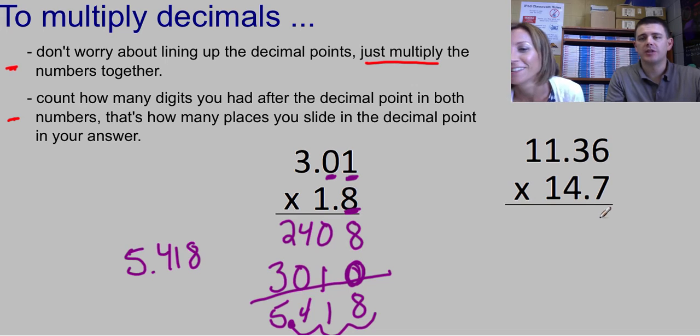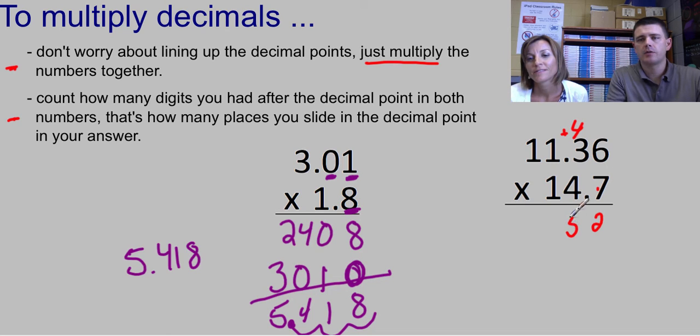All right, I got the big one. 11.36 times 14.7. So we're going to have to do 3 rows of multiplication this time. 7 times 6 is 42. 7 times 3 is 21, plus 4 is 25. Carry the 2. 7 times 1 is 7, plus 2 is 9. 7 times 1 is 7.